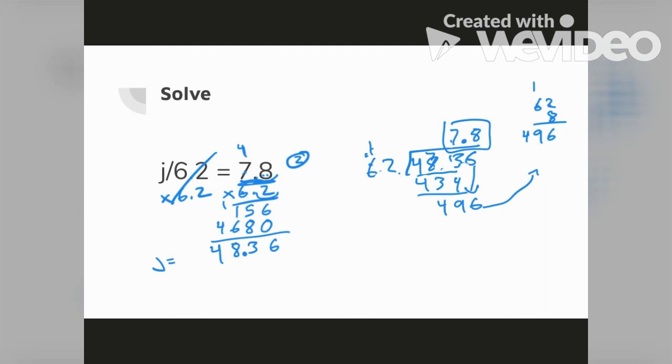So hopefully today you got to reinforce what an equation means and what it means to solve an equation by following the basic rules. Good luck on the exit ticket.